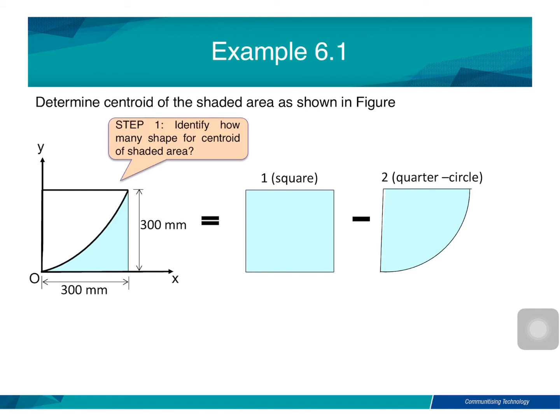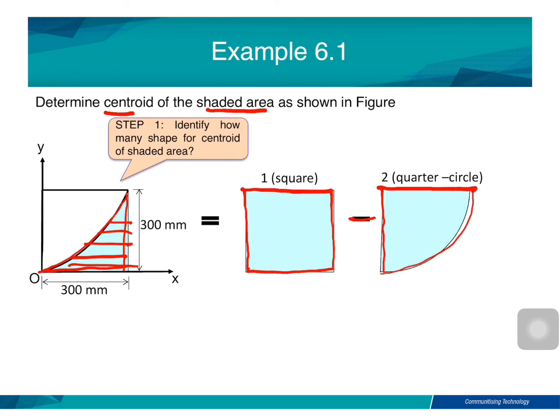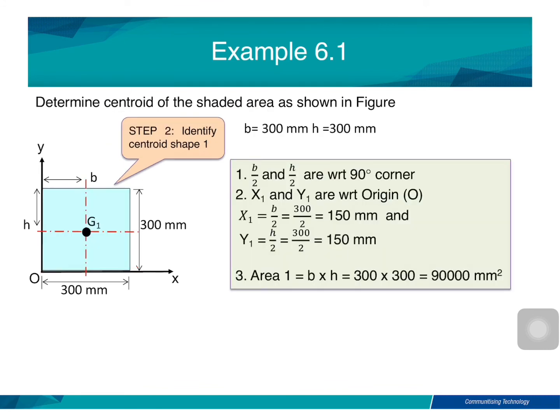Alright, so now we can see example 6.1. We want to determine the centroid of the shaded area. So this is the shaded area. Now, step 1, we need to identify how many shapes form the shaded area. This shaded area is formed from shape 1, which is a square, minus a quarter circle. So we can analyze the centroid of the square and the centroid of the quarter circle.